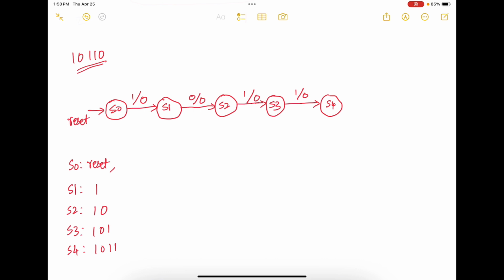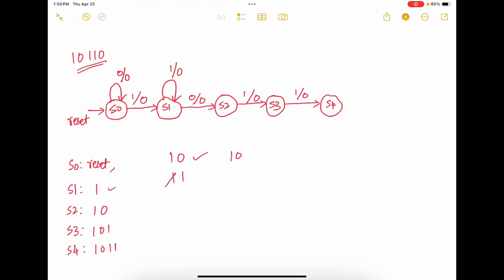So from S0, if you get a 1, you move to S1. If you get a 0, you're going to stay in S0 with your output still a 0. From S1, S1 was 1. So from there you can either get a 0 or you can get a 1. If you get a 0, you move to S2. If you get a 1, is there a state with 1, 1 in this table? No. Is there a state with 1? Yes, which is S1. So remain in S1 with the output 0.